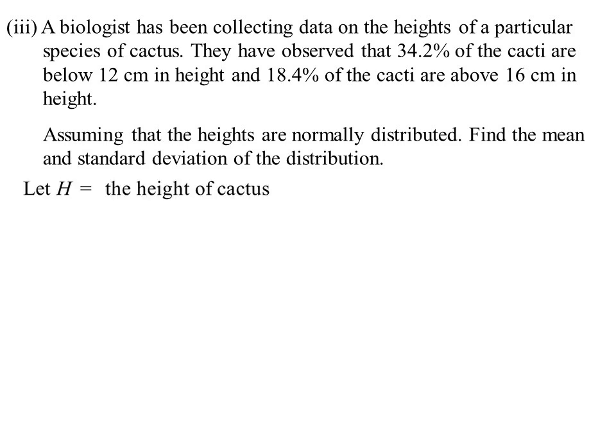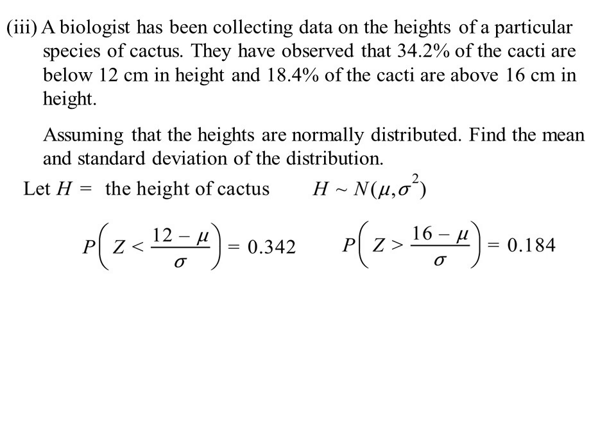So H is going to be the height of the cactus. It's normally distributed, but this time we don't know either. What is the mean? What is the variance? They've told us that less than is 34.2%, but I've changed that to our normal distribution. So instead of saying H is less than, I've got Z is less than 12 minus mu over sigma. And we've got a second piece of data. So Z being greater than 16 minus mu over the deviation is 0.184. Two equations, two unknowns. We should be able to find these unknowns.